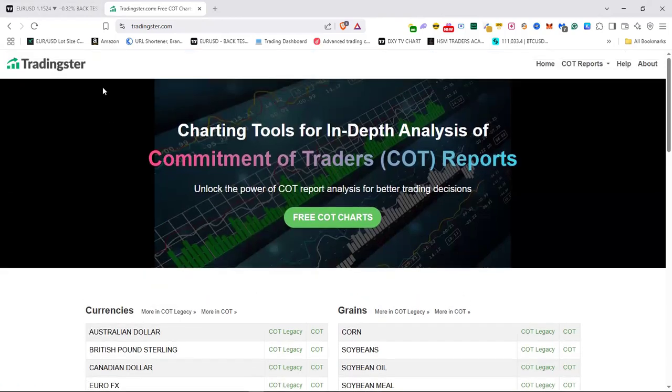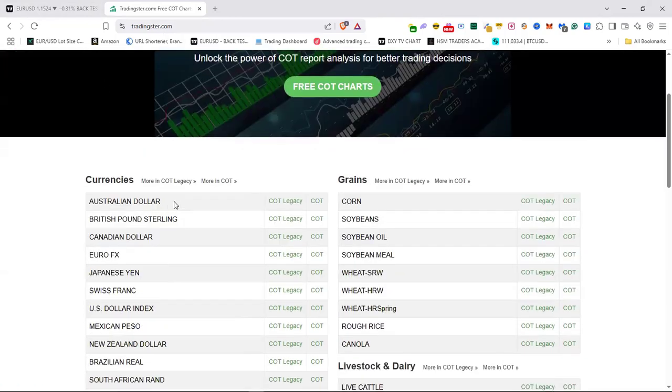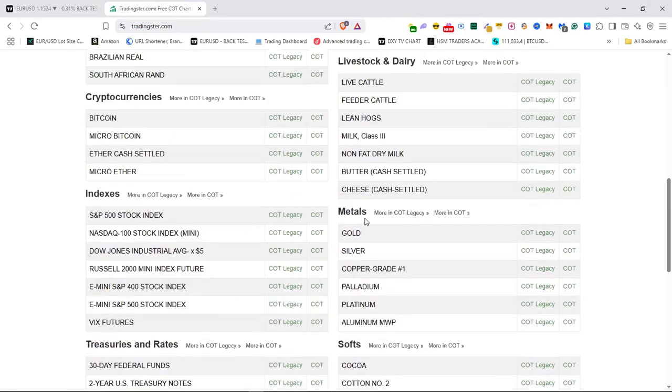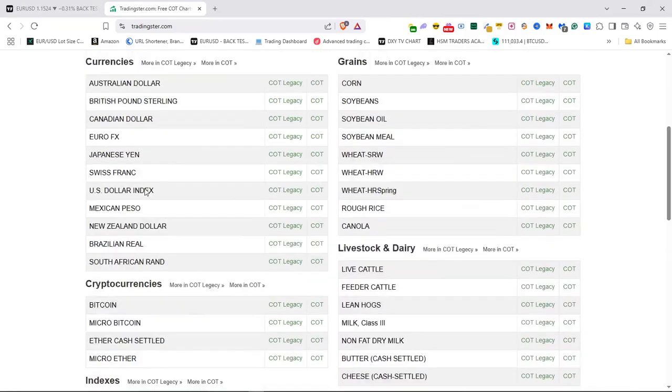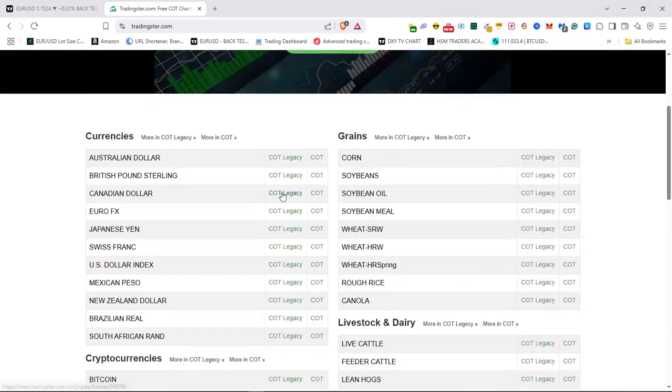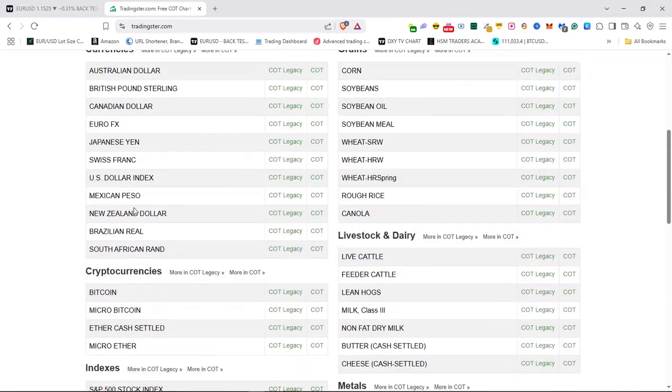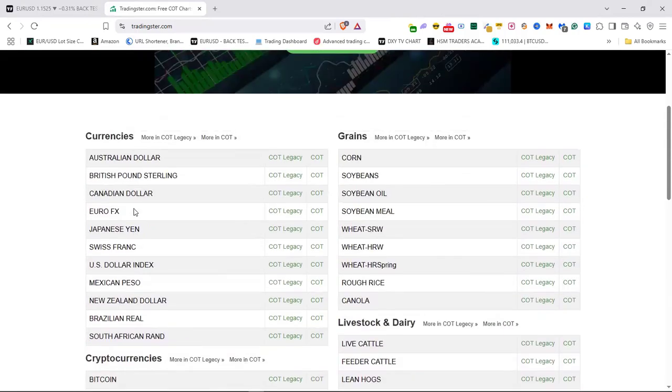To access the report, go to tradingstar.com. Then you can see different categories: energies, metals, indices, cryptocurrencies, currencies, and all of that. We're going to look at the indices: Nasdaq, and then in currencies, Euro futures. With DXY and S&P 500, you've already gotten the general overview of other assets, because these are the major asset classes that affect other currencies in the market.